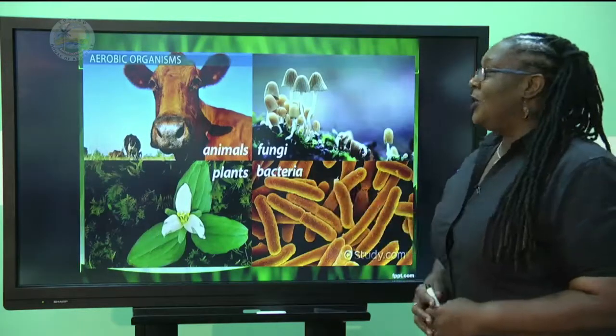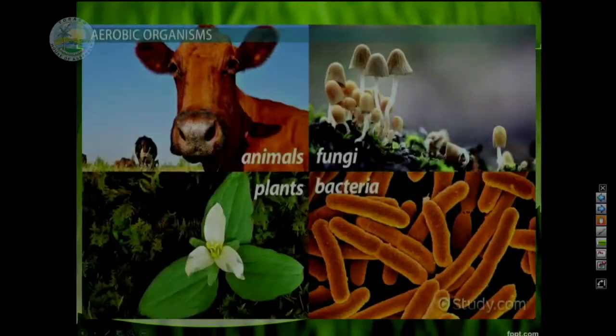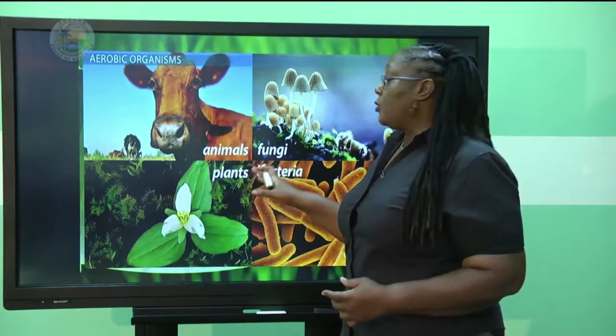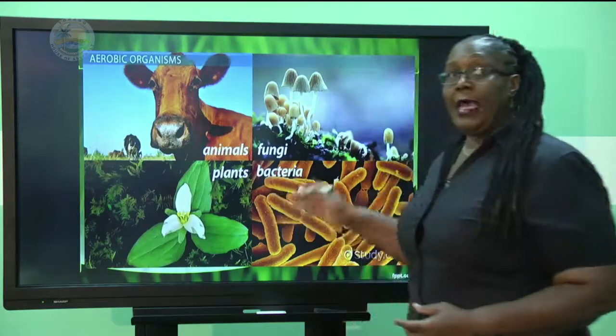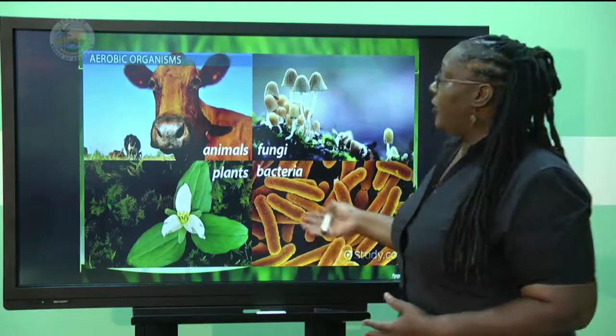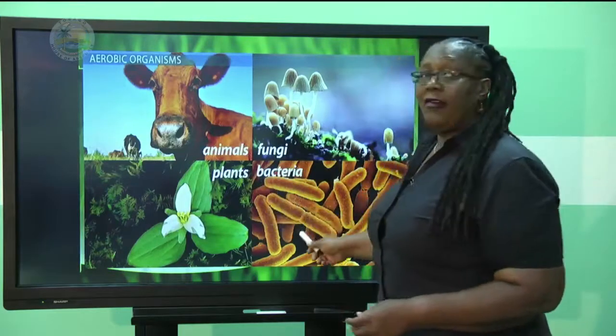So, as you can see here, we have a full range of organisms in different kingdoms. And all of these organisms, what do they have in common? Yes, they all carry out aerobic respiration. They all are aerobes, right? And they all will be using oxygen to release the energy that would be stored in their bodies. The energy that they would have taken in from the foods that they would have eaten, they can all use it. So we have here an animal, we have fungi, we have plants, and we have bacteria.